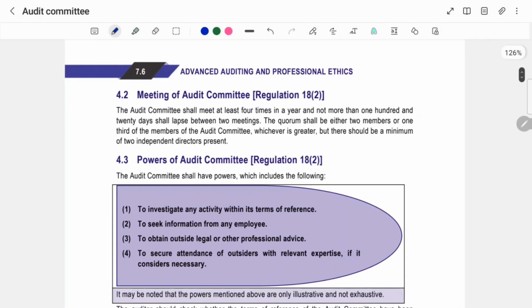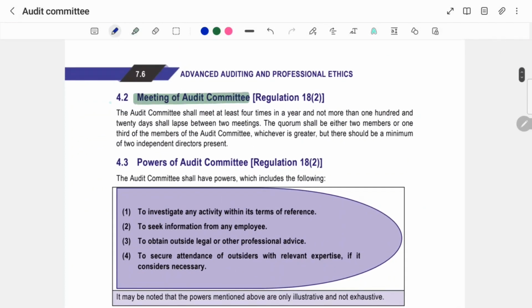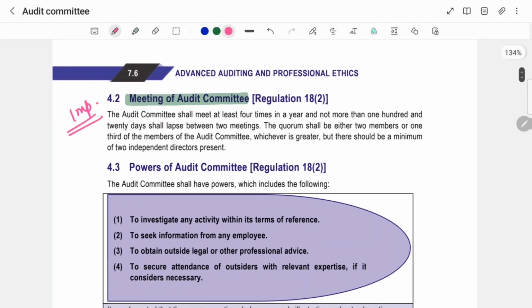Now the next topic is meetings of audit committee. So this is very important, the meetings of audit committee. Why is it important? Because for MCQ purposes it can be asked from here. Limits are given, 3 limits are given. One is the number of meetings. So in the number of meetings, what is given? The audit committee shall meet at least 4 times in a year.